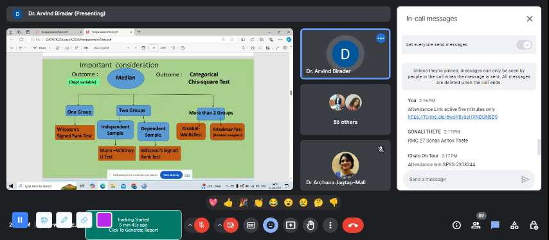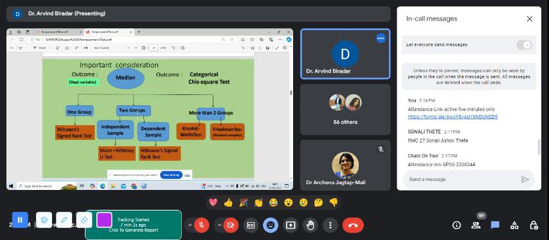So what is that rank test? How to perform it? How to use it in SPSS? How to do the analysis? I'll discuss all these things.